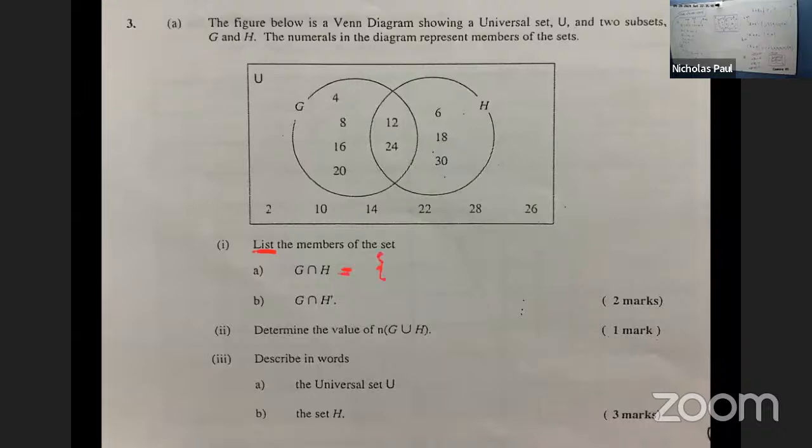They want to list the members, so I'm using the brackets. G intersect H is 12 and 20. Next one, they want G intersect H complement, so it's these numbers here. That's G only. So G only will be 4, 8, 16, and 20. What's the value of G union H? Count all the elements: 1, 2, 3, 4, 5, 6, 7, 8, 9. Number of elements, 9. Everybody okay with that?